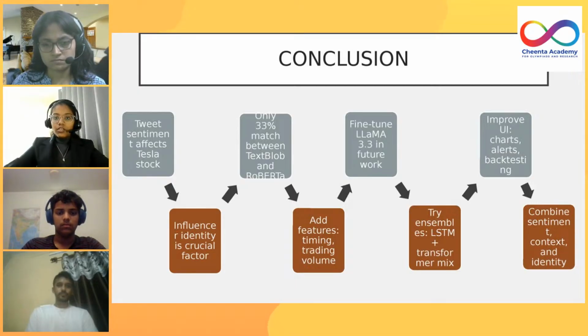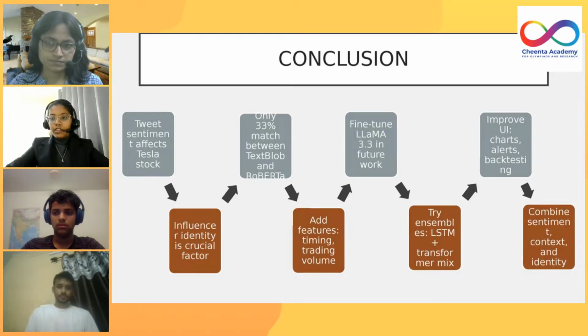In future work, we want to add features like timing and trading volume and fine tune Llama 3.3. We also want to try an LSTM plus transformer mix, or rather LLM mix, and improve the UI, which we were unable to show. However, we want to add more charts, alerts, and backtesting too. We also want to combine sentiment, context, and identity.